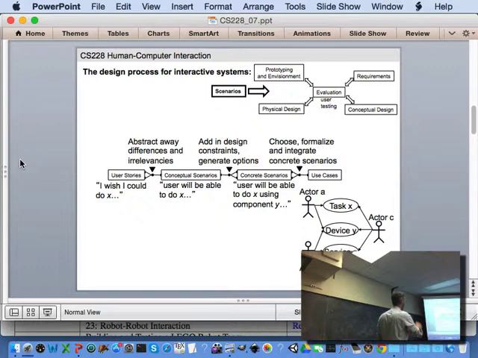So the thing that's concrete across all of these is that they're all really stories. User wishes they could do X, then Y, then Z. We already have a story in the far left. Conceptual stories, the user will be able to do X, and then Y, and then Z. Still a story. Concrete scenarios, user will be able to do X using component Y within 5 seconds. We still have a story. And finally, in use cases, this is something you hear quite a lot in industry. This is a very specific story.